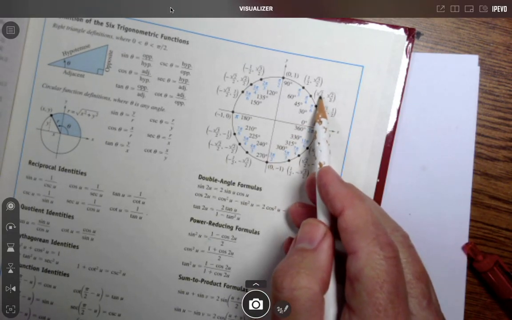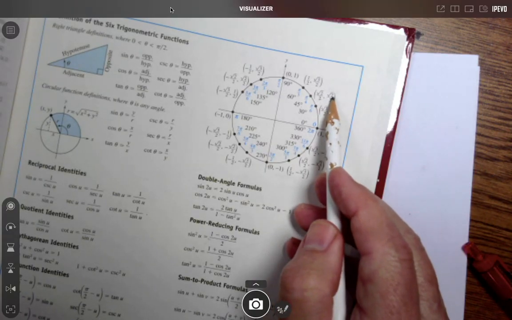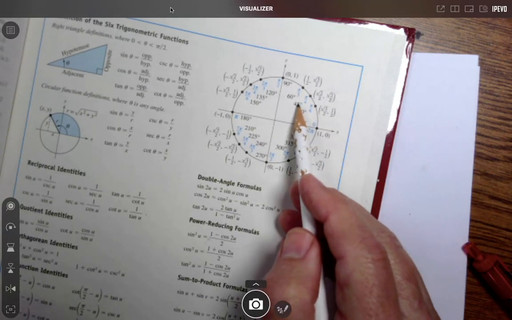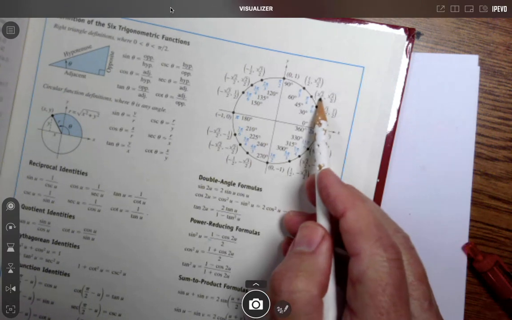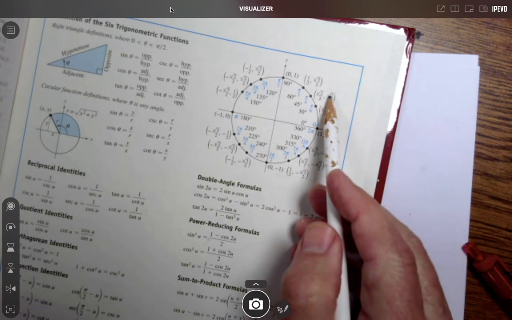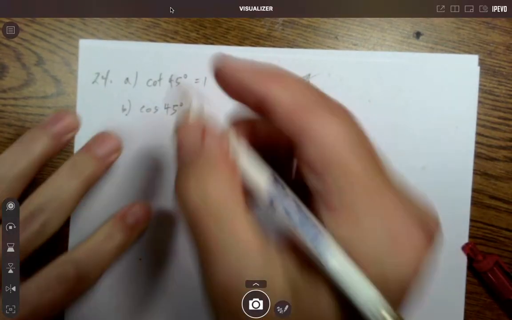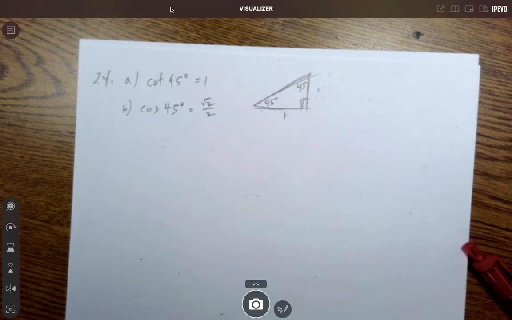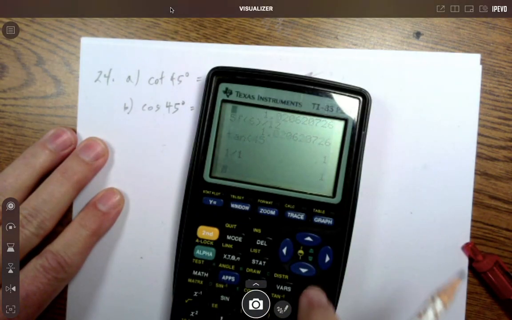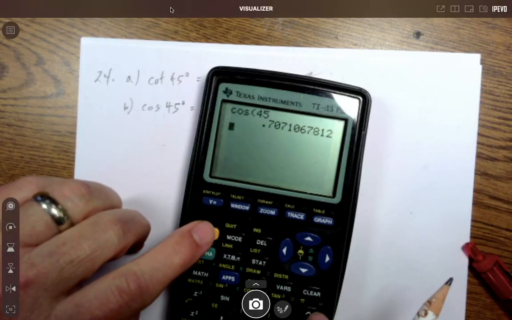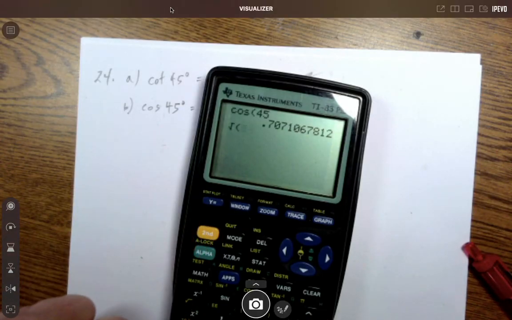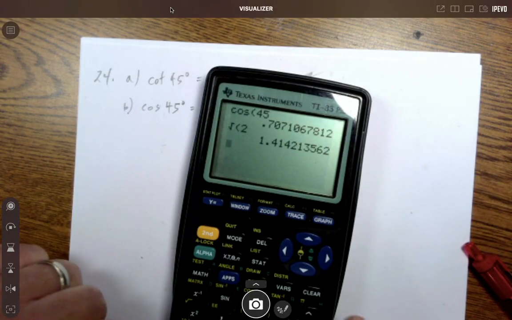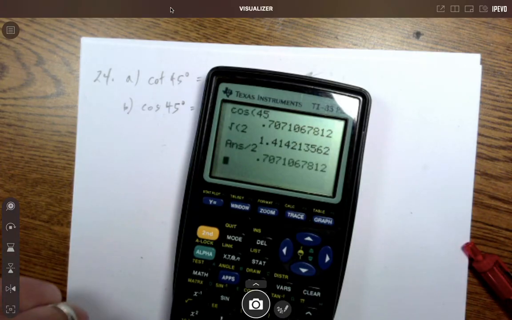Cosine is just going to be that first one. Sine is going to be that one. So in this problem, when you have a 45, 45, 90, sine and cosine are equal. They're both square root of 2 over 2, right? So from memory, I know this is square root of 2 over 2. If you put it in your calculator, you're going to get that, which is the same as the square root of 2, oh, sorry, the square root of 2 over 2. There you go.